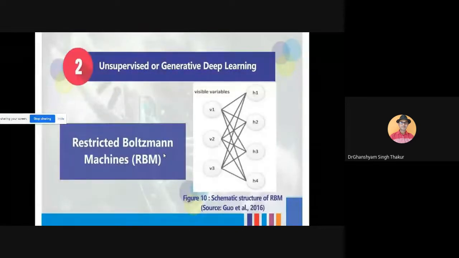And then some unsupervised or generative deep learning models. This is the diagram given in the source, Gheisari et al., 2016.